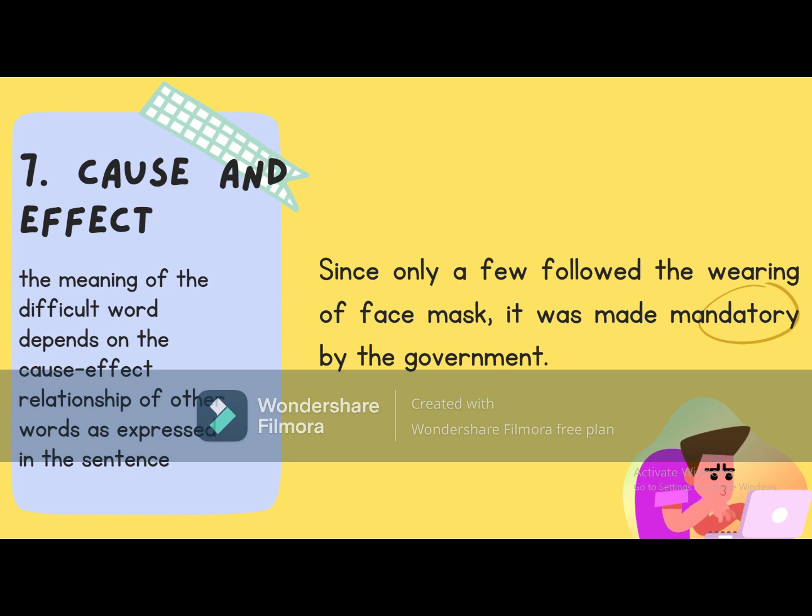Next, we have the cause and effect. The meaning of the difficult word depends on the cause-effect relationship of other words as expressed in the sentence. Let's have this. Since only a few followed the wearing of face masks, it was made mandatory by the government. Our unfamiliar word here is mandatory. By analyzing our sentence, we can easily understand that mandatory is something that is required by the government because only a few follow the wearing of the face mask. That is why it is made mandatory, or compulsory, or it is required by the government.